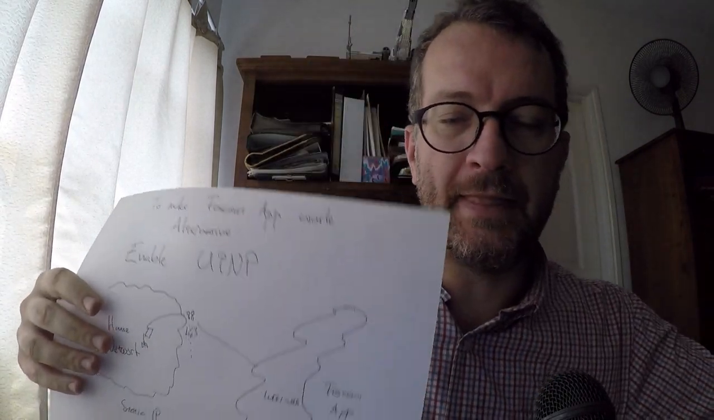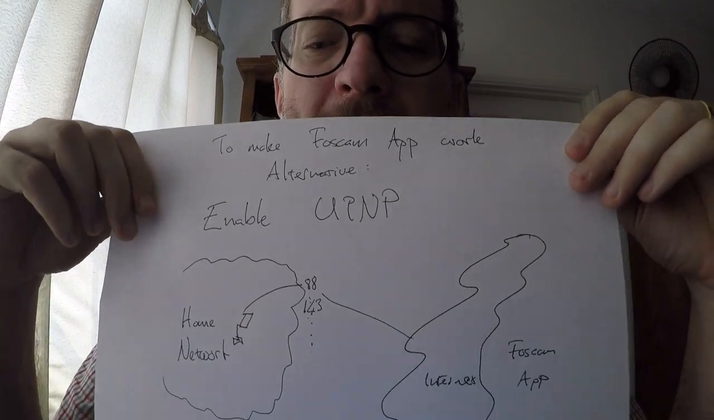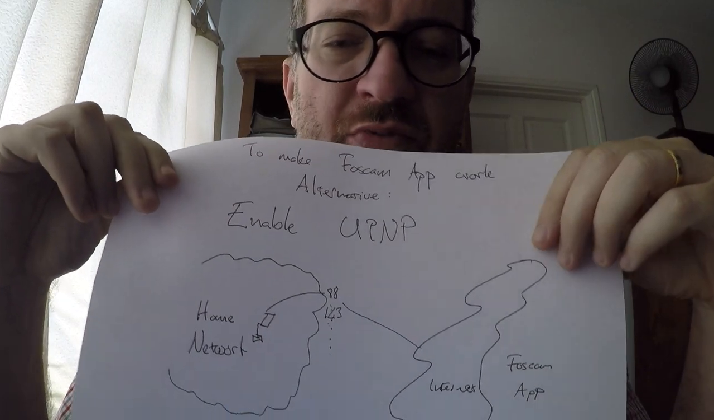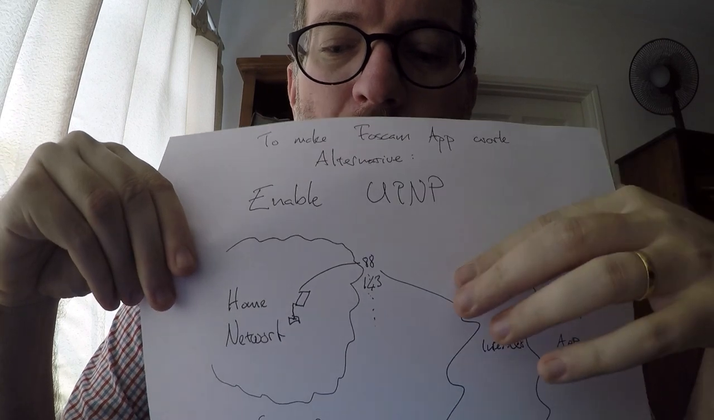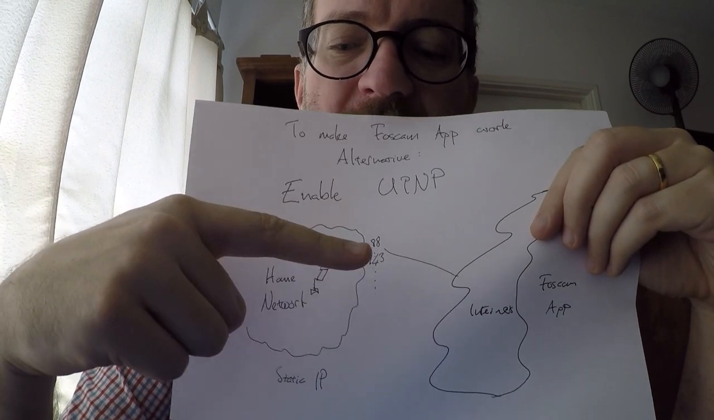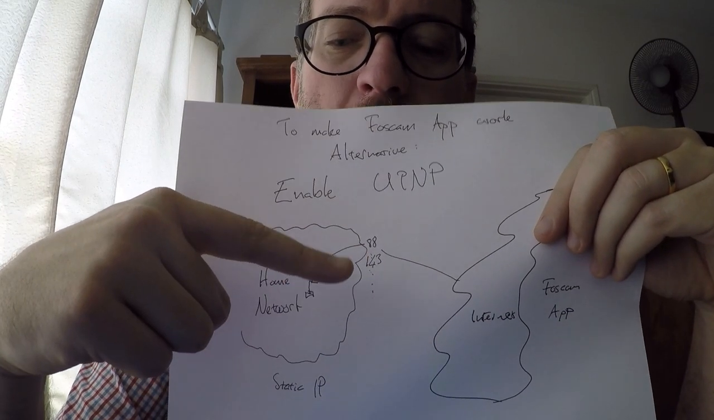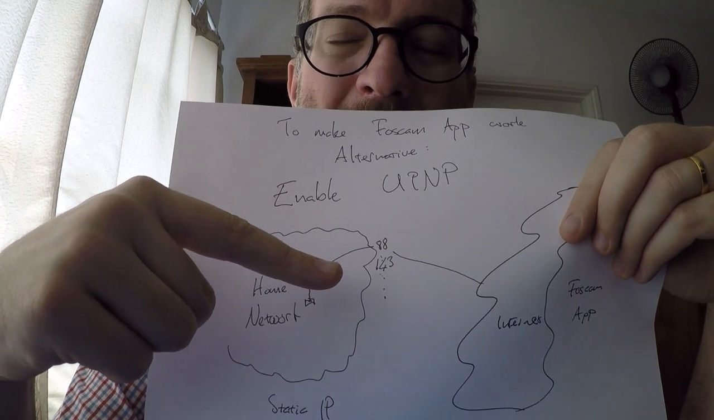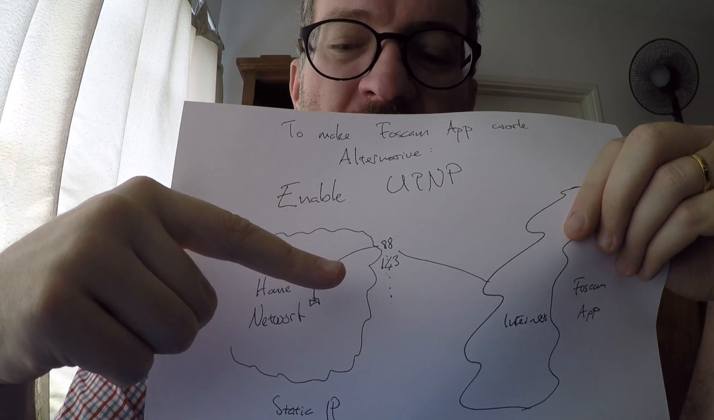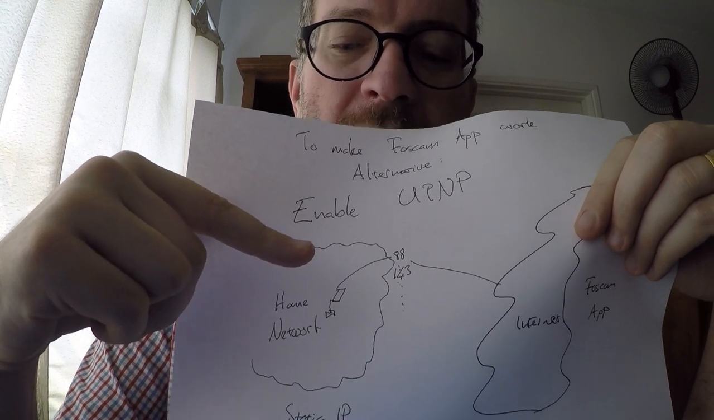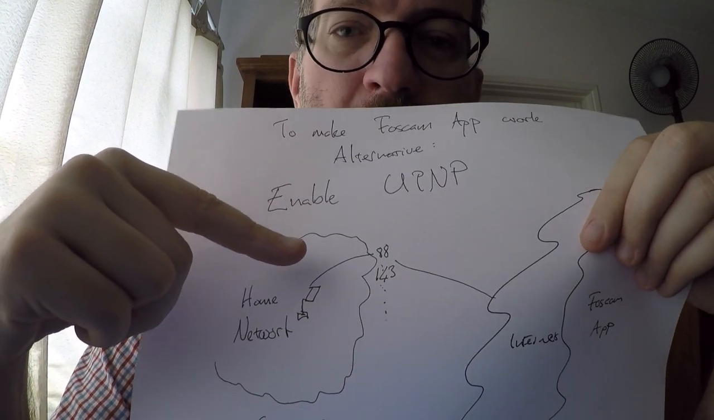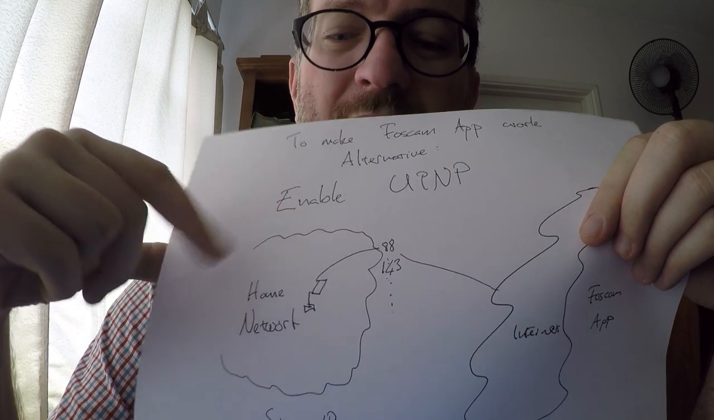Foscam do offer an alternative to make the Foscam app work, and that method is called UPnP. And again, that has some problems, because when you enable UPnP, you're allowing the Foscam to listen on several ports on your IP, and that's not very secure, because anyone probing your IP can see the ports open and then start doing brute force password attacks and so forth.